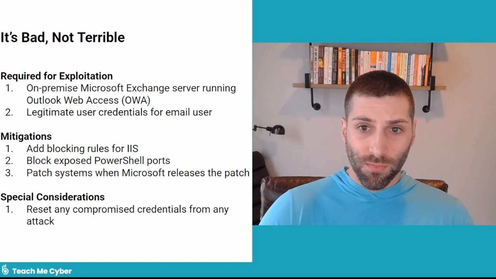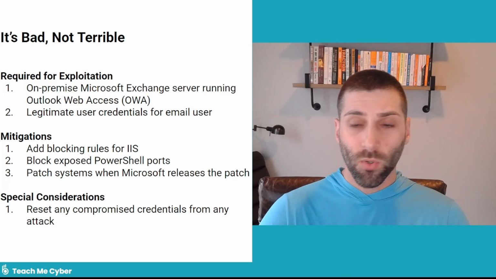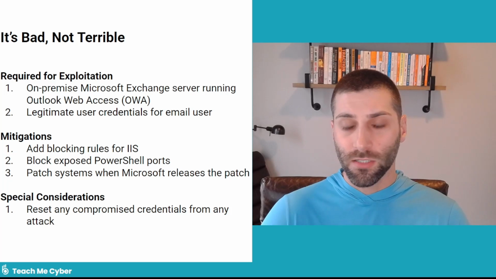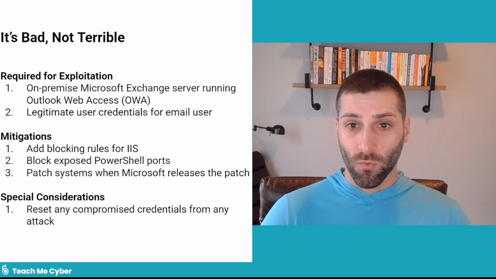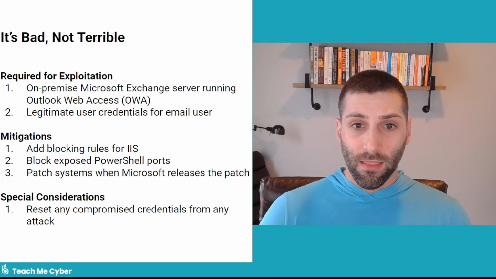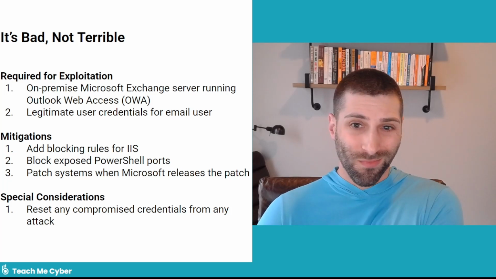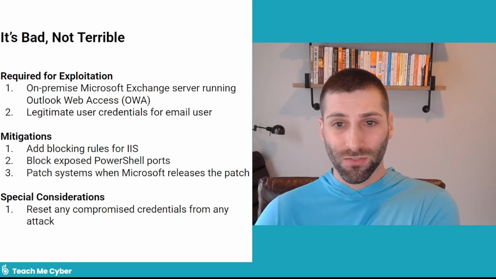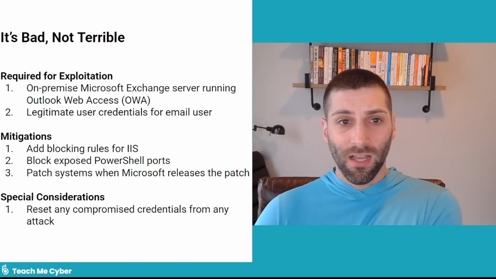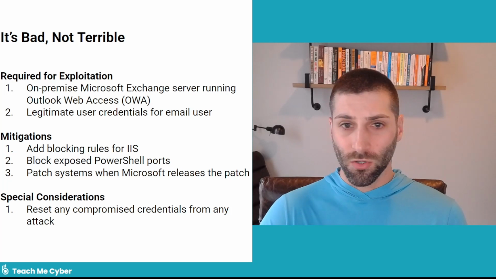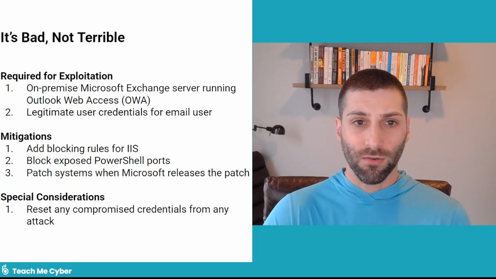In order to exploit this vulnerability, there's got to be two conditions that are met. Number one, it's got to be an on-premise Microsoft Exchange server running what's called Outlook Web Access. That's basically just the webmail version for Exchange. That means that it's a server on site. So a lot of companies today are shifting over to Microsoft Office 365, but you still have a lot of larger companies that are running their own Exchange servers locally. Not really all that crazy.